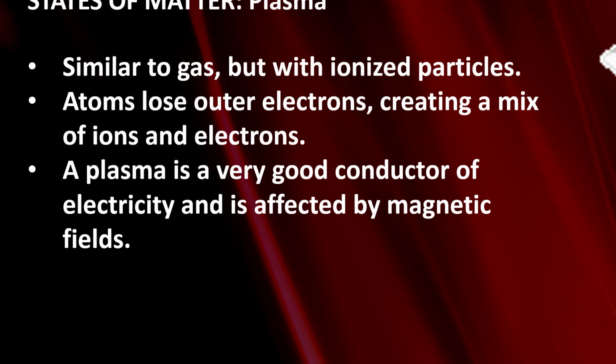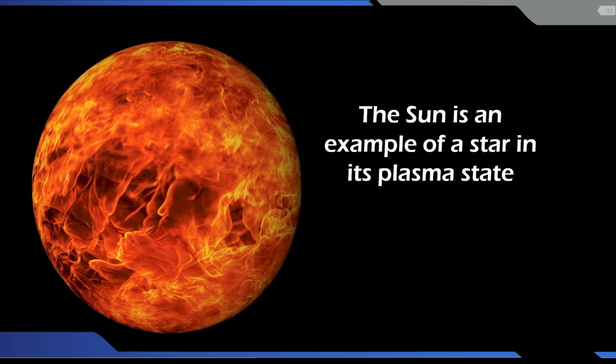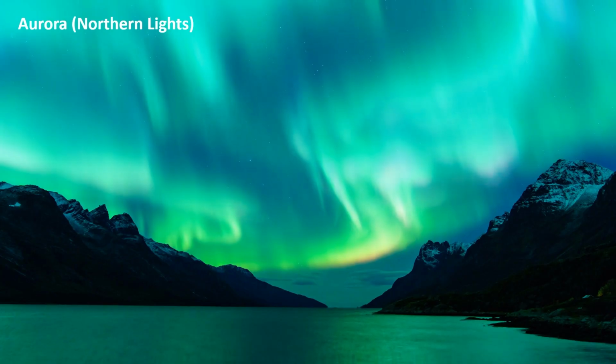But where can we find plasma? The sun is an example of a star in its plasma state. Another example is the aurora, which is the northern lights.